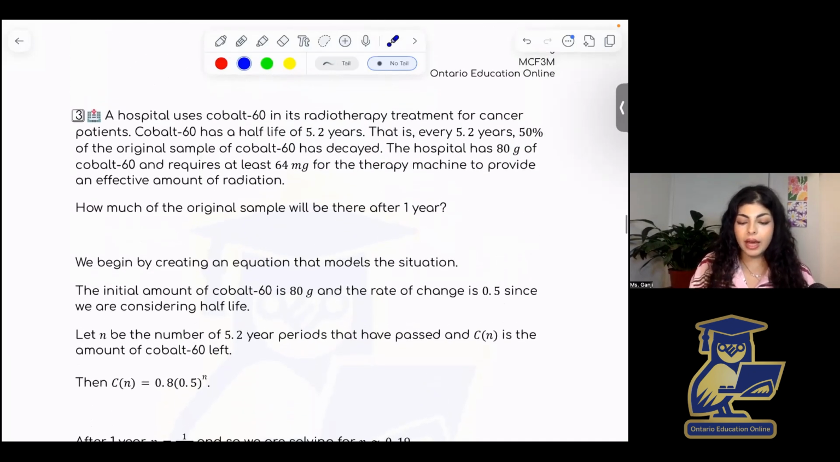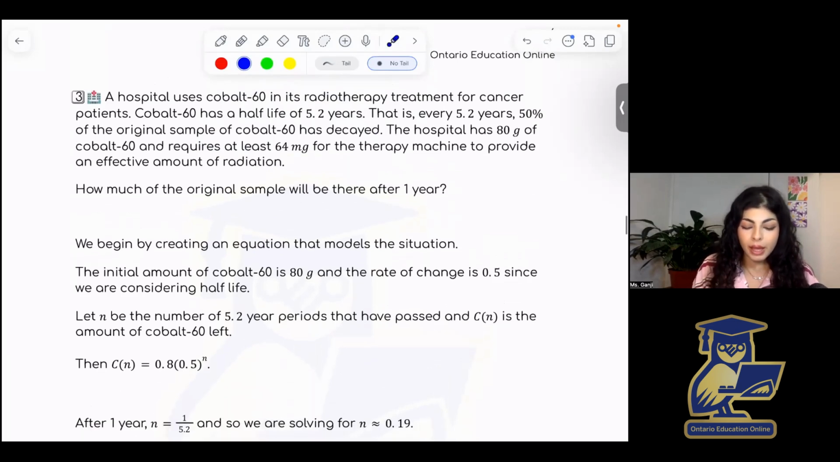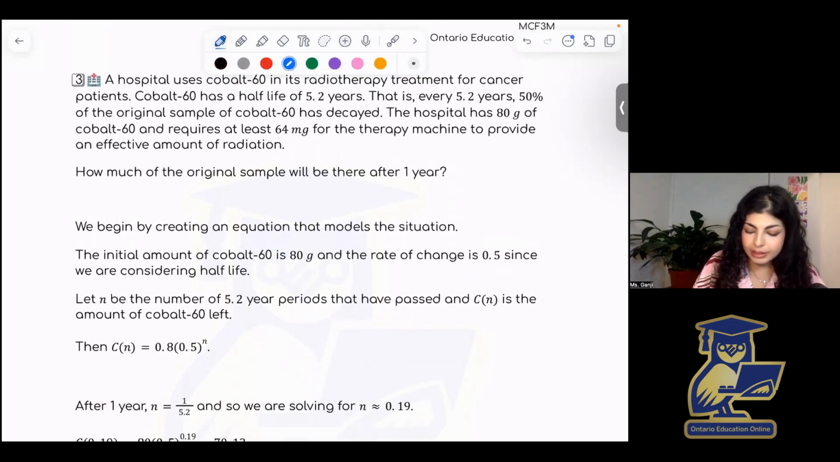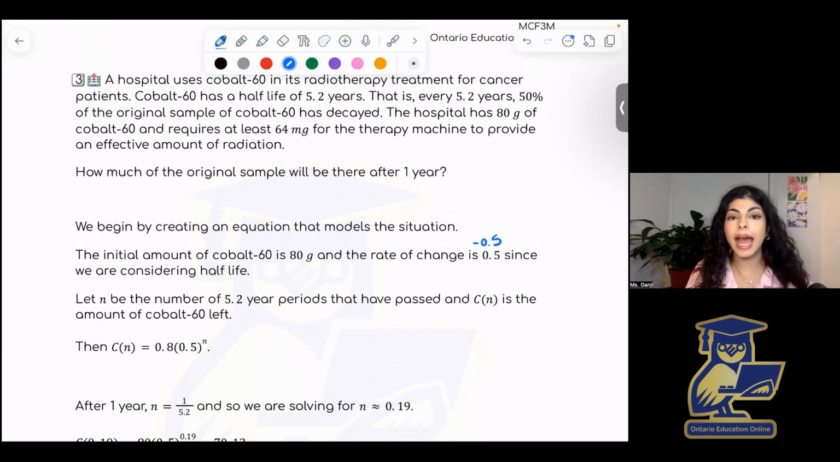So lots of values are given to us here. And of course, looking at this problem, you see a lot of different numbers. That's why it's also important to interpret our values at the start, write what is given to us, and determine what we are trying to solve for, in order to determine which of these values are actually helpful. So we know for sure the initial amount is 80 grams and the rate of change is 0.5. And actually it's negative 0.5 because it is half-life, so it means our population is decreasing.